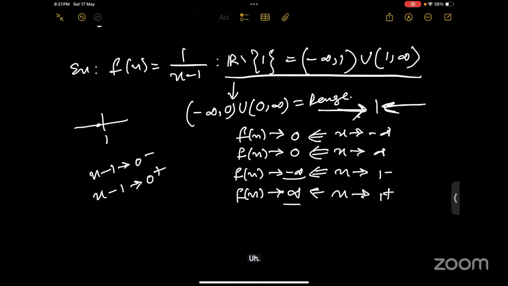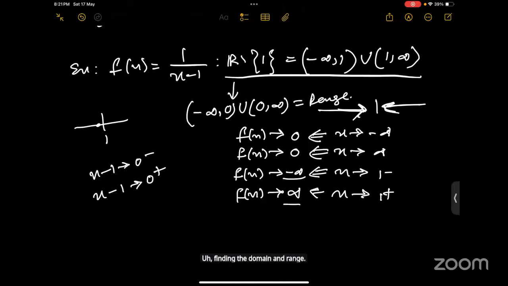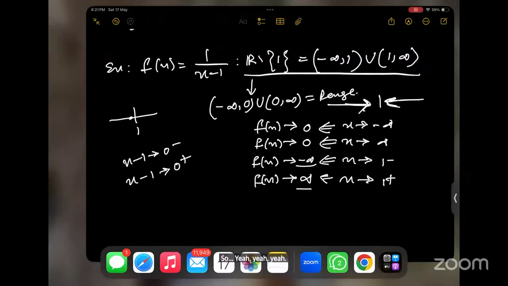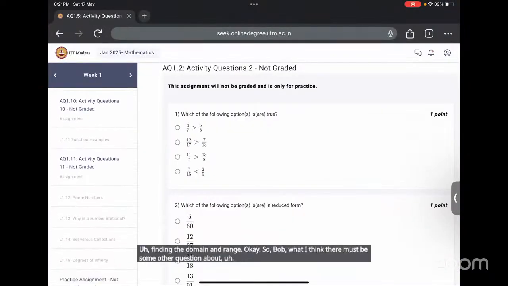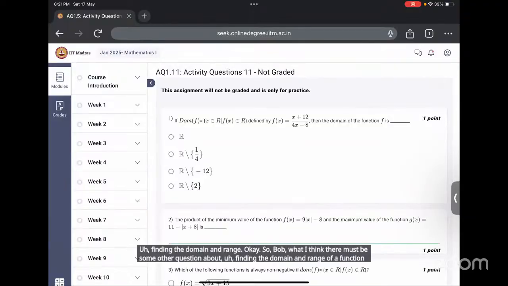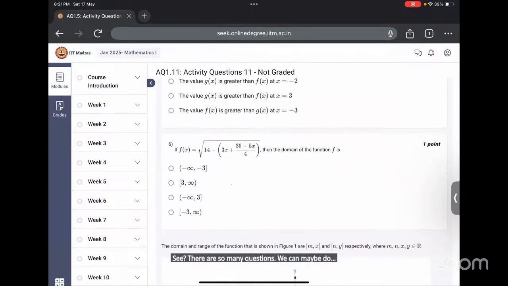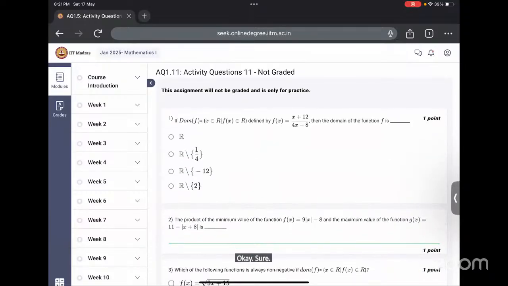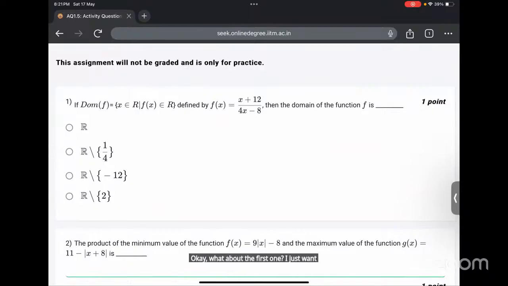This particular one was a little challenging for me because I made a few mistakes and I just couldn't understand the concept, finding the domain and range. So what I think, there must be some other question about finding the domain and range of a function. You can see, there are so many questions. We can maybe do some more questions. Sure. What about the first one? I just want you guys to solve it.